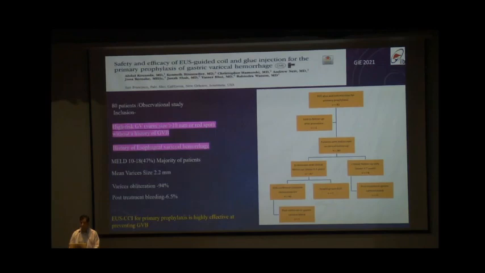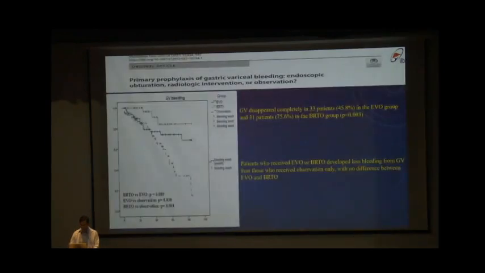Again, this was a retrospective study, more of an observational study over data which was collected over 8 to 9 years. So then coming to the other form of treatment that we have discussed, what would be the role of a BRTO in a scenario of primary prophylaxis. This study, which was published in 2022 in Hepatology International, compared BRTO as compared to endoscopic therapy. As you could see, the gastric varices disappeared completely in 33 patients, which was 45% in endoscopy and 75% in the BRTO arm.